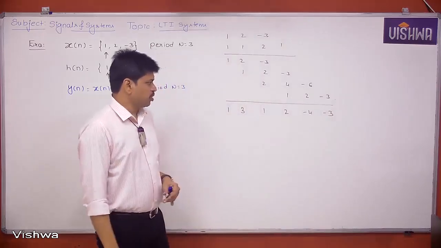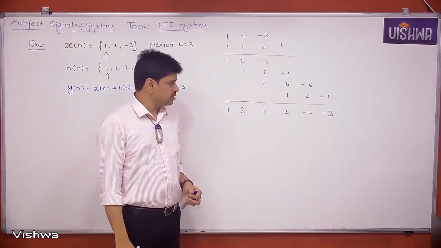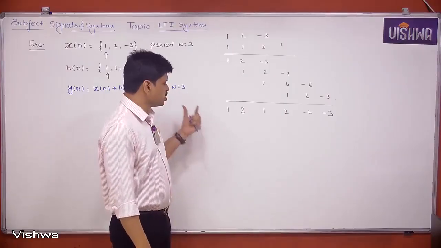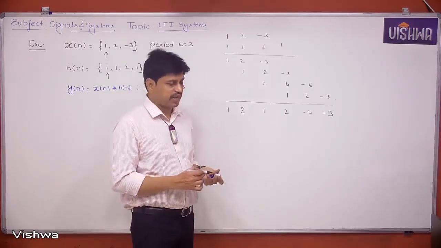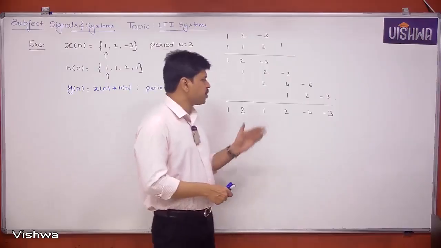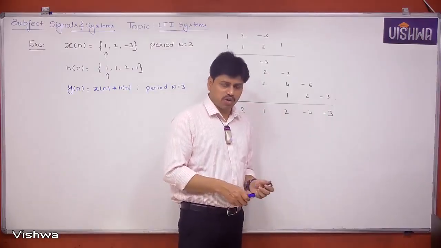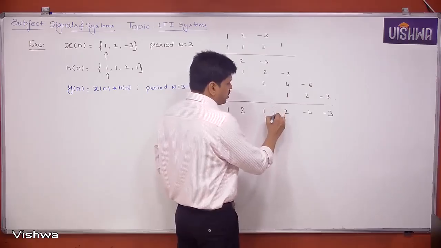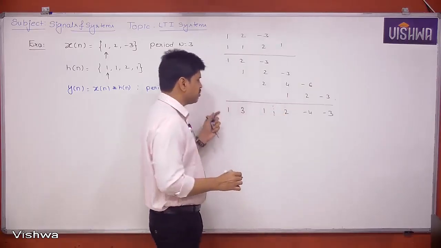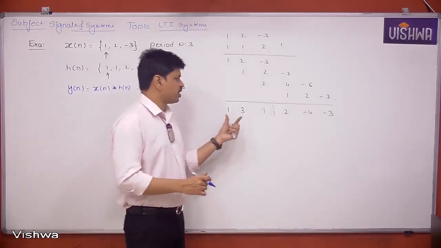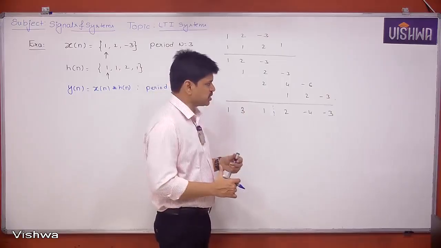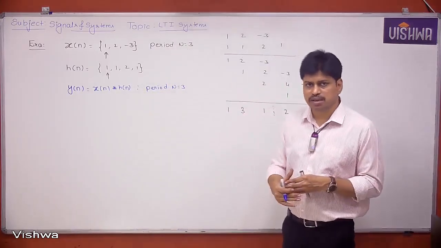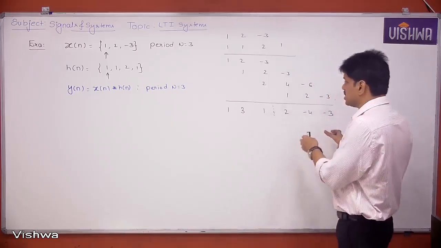This is not the output. Why is it not the output? Because I told you the output is periodic with a period 3. That means we require only 3 samples, not the extra samples. That doesn't mean we can simply omit the remaining samples. What we have to do with the remaining samples is, after N samples, where capital N is the period, take the remaining samples into blocks of size N.